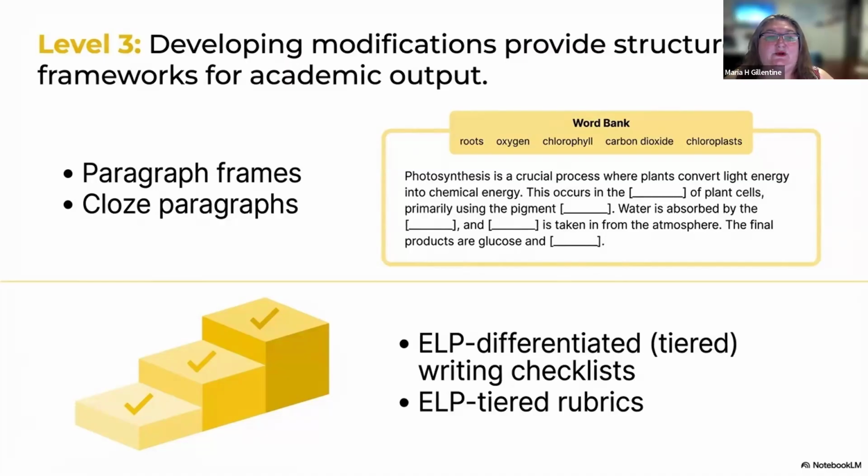So examples include paragraph frames, closed paragraphs, ELP, so English language proficient, differentiated writing checklists, so they're tiered, and then proficiency-based rubrics. So providing rubrics is great. These supports provide structure without doing the thinking for the students. Students are expected to engage with grade level concepts while using scaffolds that help them organize and communicate their understanding effectively.